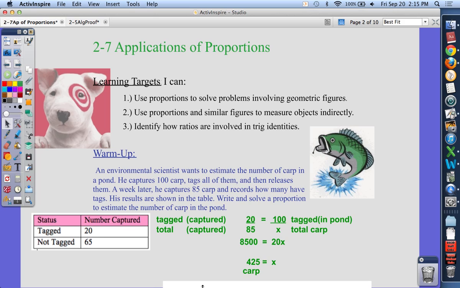So you can cross multiply here and then divide by 20, and you would have 425 carp. You could set it up a lot of different ways, but this is one proportion for this problem, okay? Either way, you should end up with 425.